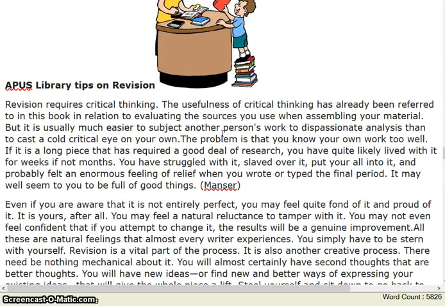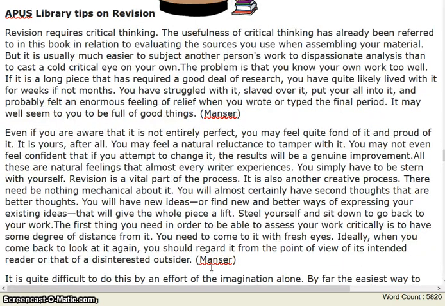And so the APUS library is a great source, and it has a lot of valuable advice on revision. So here it says revision requires critical thinking. The usefulness of critical thinking has already been referred to in this book. Even if you are aware that your paper is not perfectly perfect, you can still revise it to make sure that your overall ideas make sense.